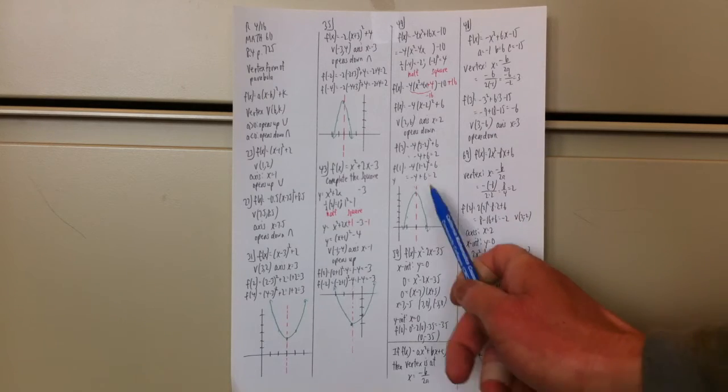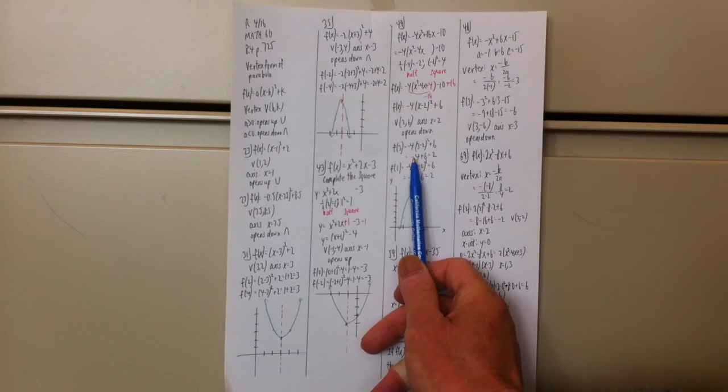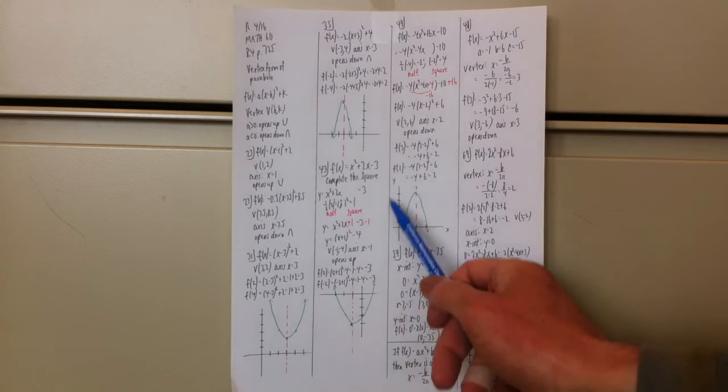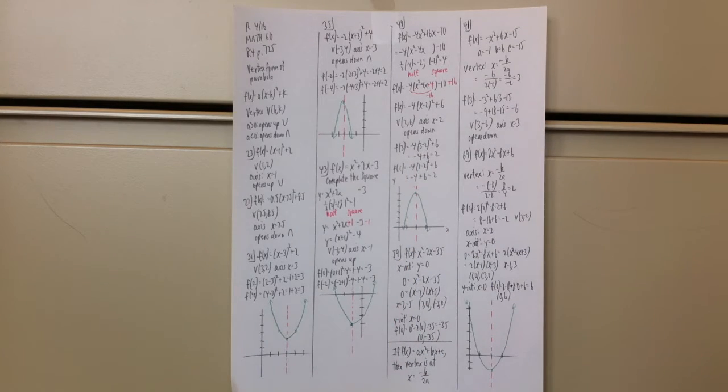Axis of symmetry, you can see that this line makes a good mirror to reflect one side on the other. And the vertex is the highest point in this particular case.